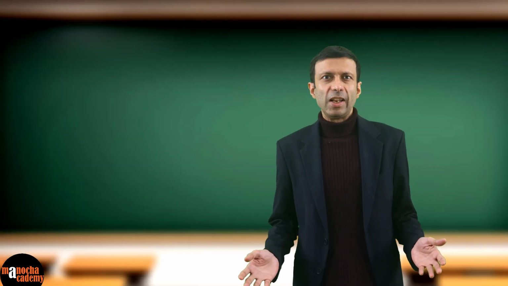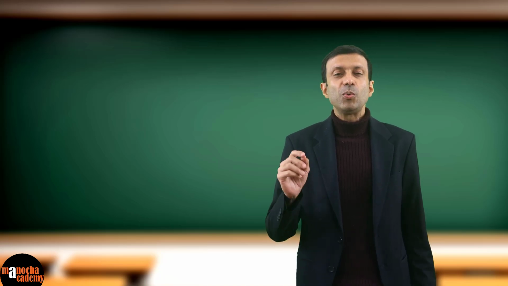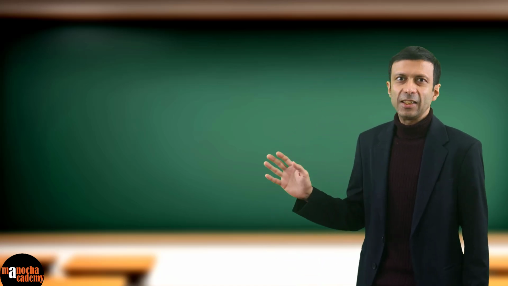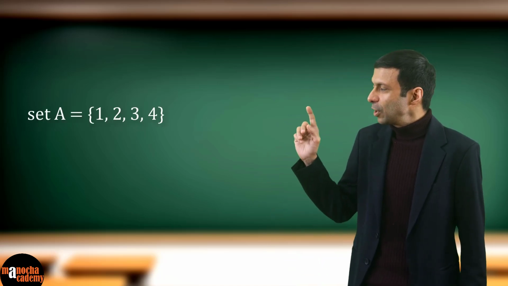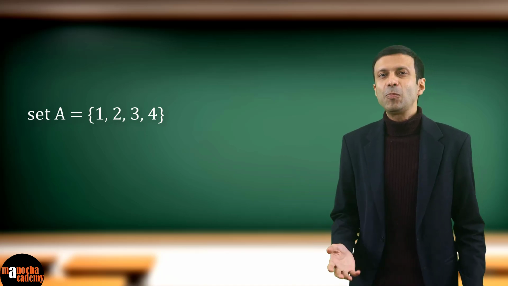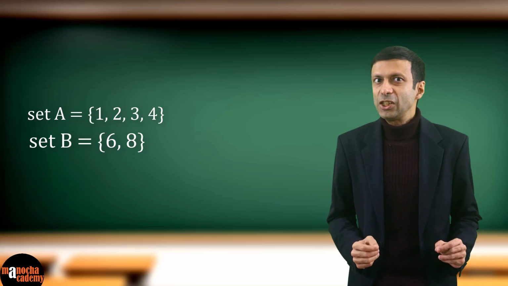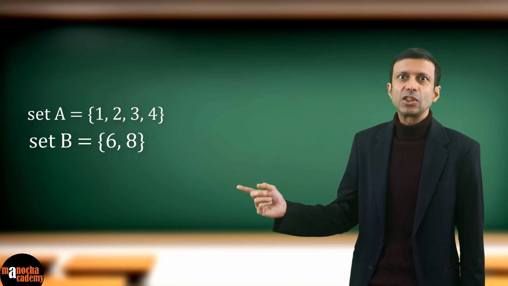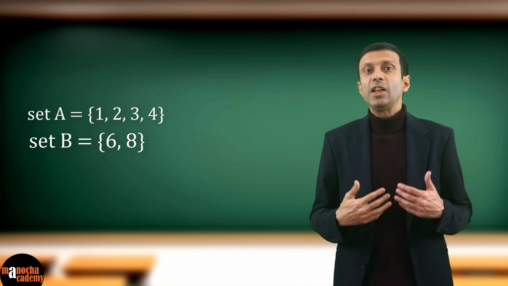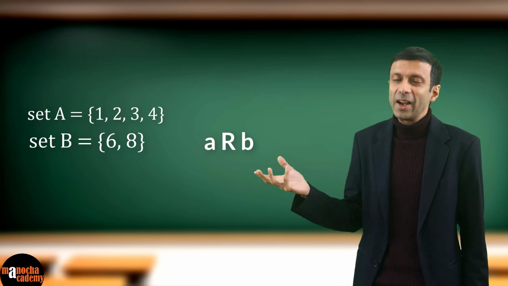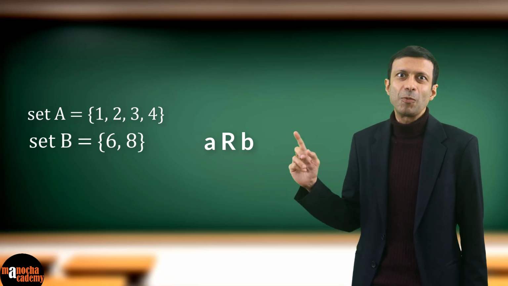Now let's take a look at how we will write relations. Usually when we talk about relations, we talk about the relation between the elements of two sets. So let's say we have two sets here. Set A contains the numbers 1, 2, 3, 4, and set B contains these two numbers, 6 and 8. And we have a relation here, a is a factor of b. Now we denote the relation as a capital R b. That's how we write the relation aRb in mathematics.